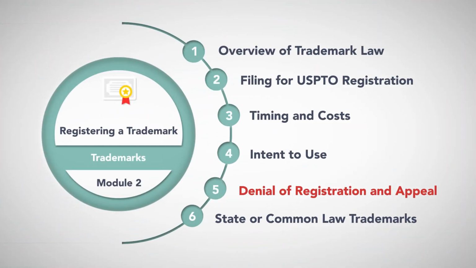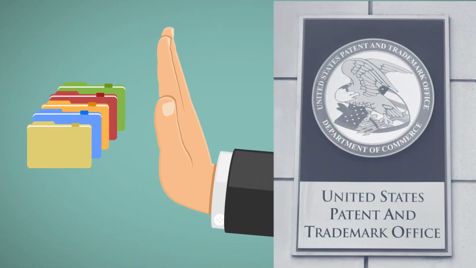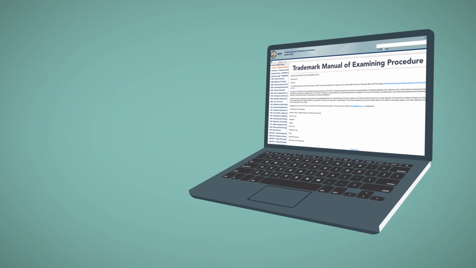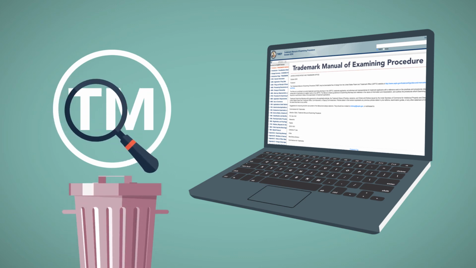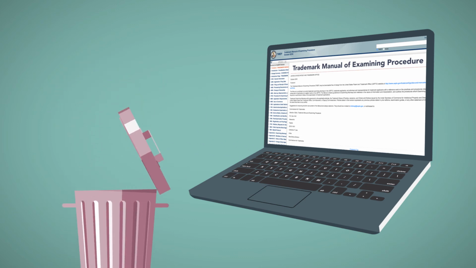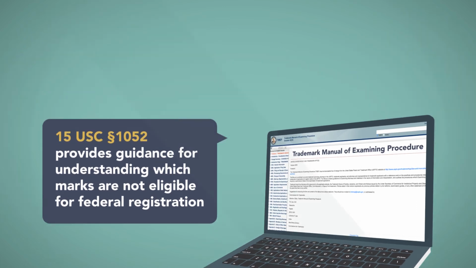Denial of registration and appeal. The USPTO can also refuse registration. Section 1200 of the Trademark Manual of Examining Procedure provides guidance on how marks are examined and includes potential reasons for refusal. Additionally, 15 U.S.C. Section 1052 provides guidance for understanding which marks are not eligible for federal registration.